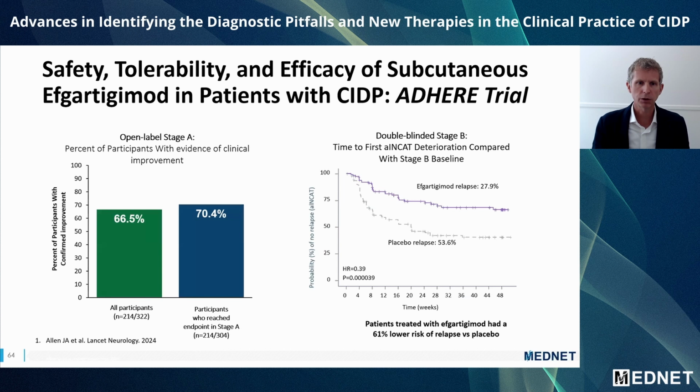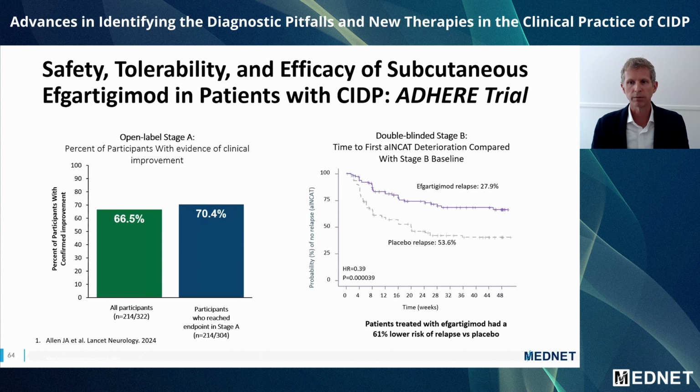The stage A results showed that about two-thirds of patients improved, 66 to 70%. The difference has to do with the way the study was designed. It was an event-driven design, so at the time the study was closed, there were still patients in the treatment process. So 66 to 70% of patients improved in stage A, open label.